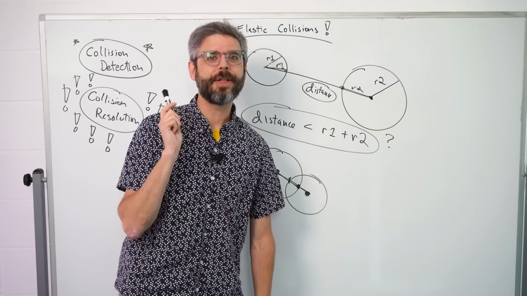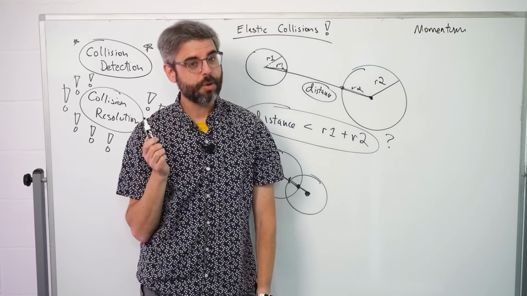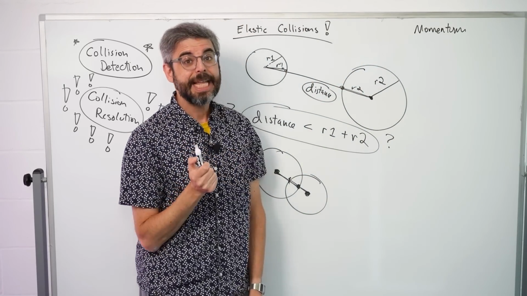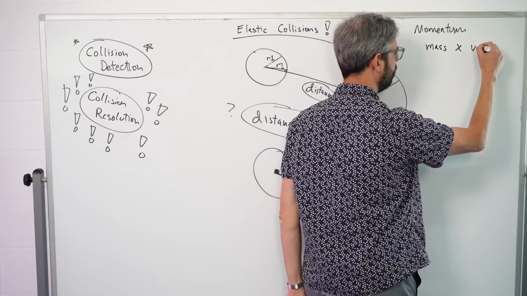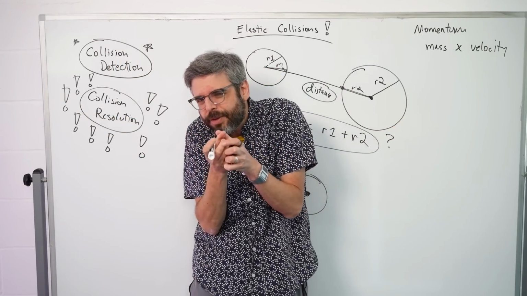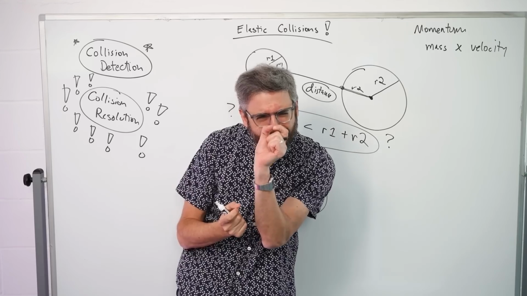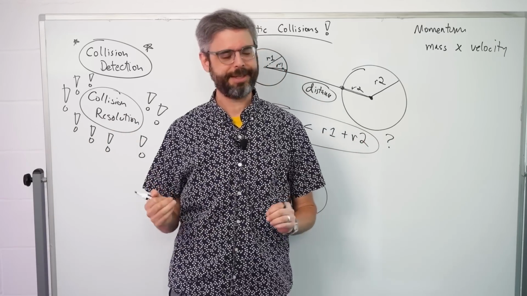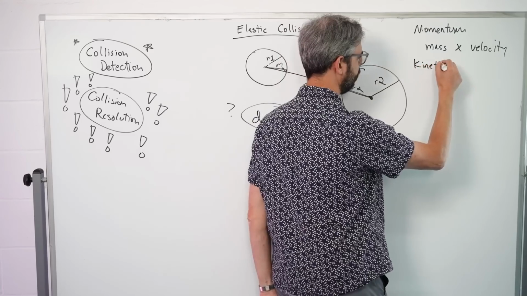First, let me talk about the concept of momentum. Momentum is a vector quantity, and it is the product of the mass times the velocity. A massive object with a small velocity has just as much momentum as a small object with a lot of velocity. There is also the concept of kinetic energy.